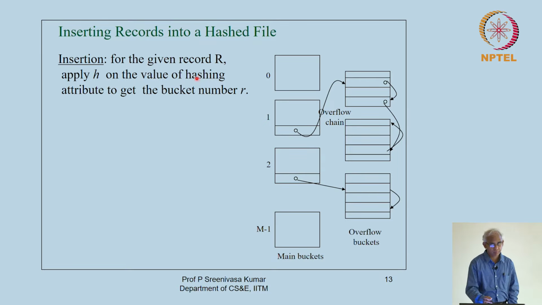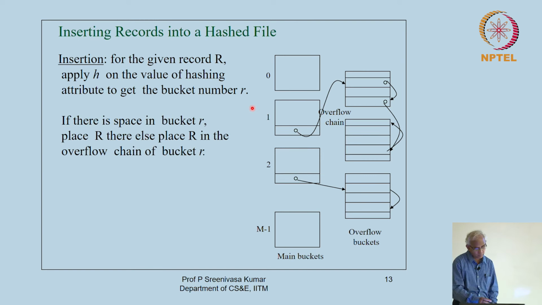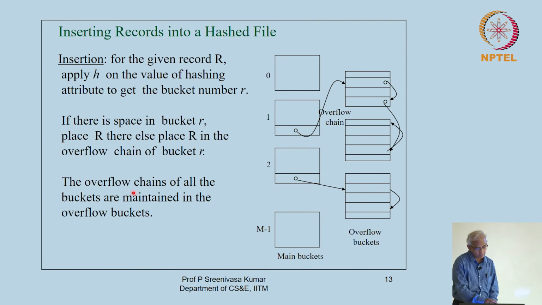Okay, so the overflow chains of all these buckets are all maintained in this overflow bucket. In the file header there will be a pointer to the overflow bucket and the free list, so that in case necessary, you can borrow an item from the free list, use it to put your record, and then adjust the free list.